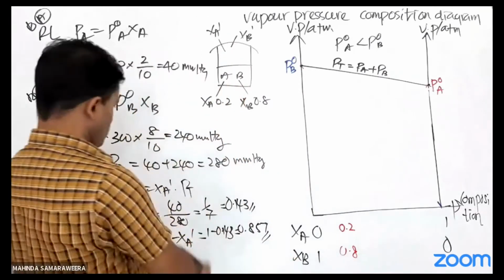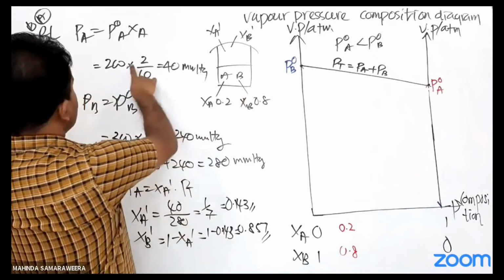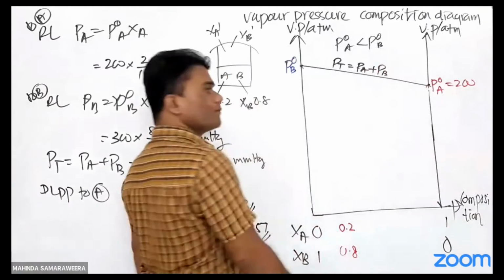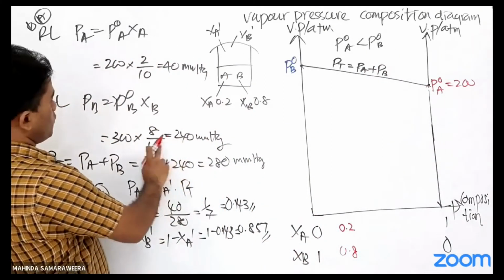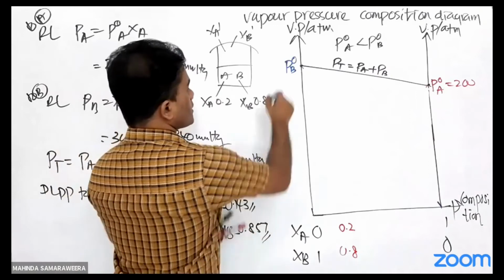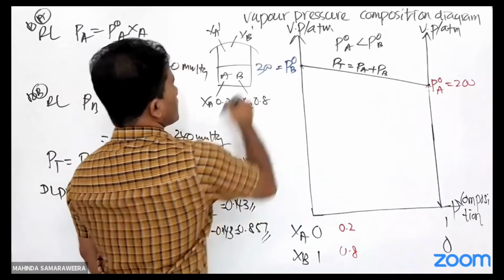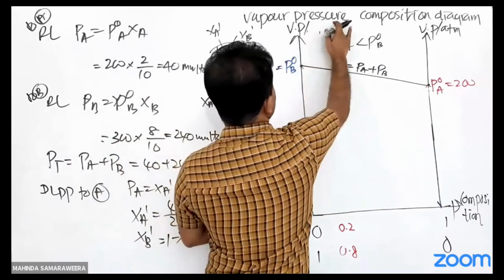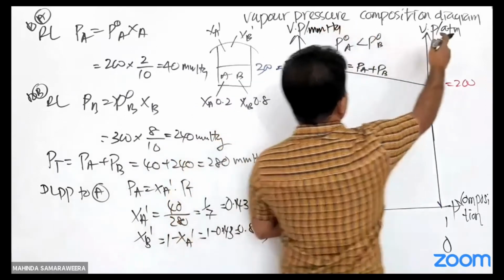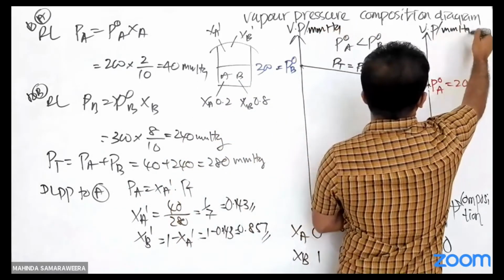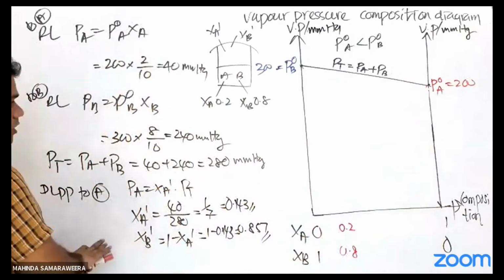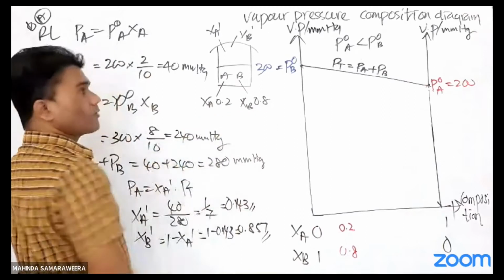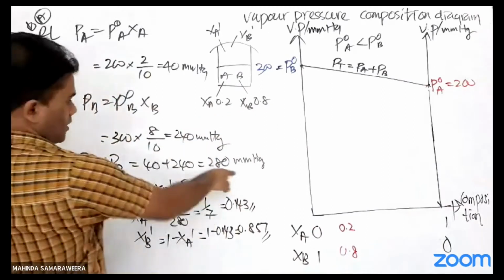P naught A, I got 200. This is P naught A, 200 mercury millimeter. P naught B, I got 300. So P naught B here is 300 mercury millimeter, not ATM now. It's now in mercury millimeter units. But the total vapor pressure of this liquid mixture is 280.